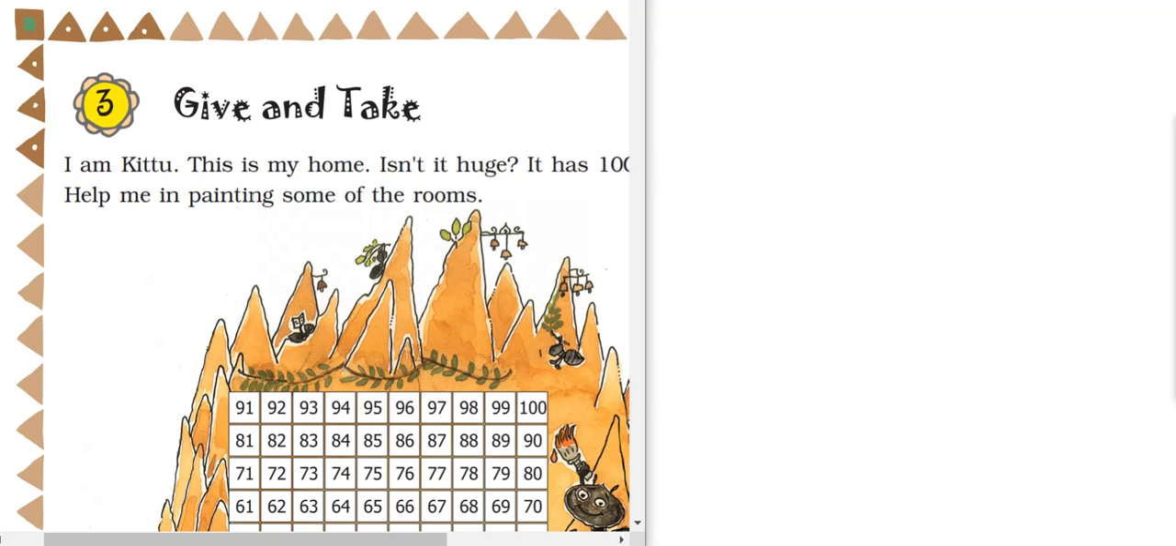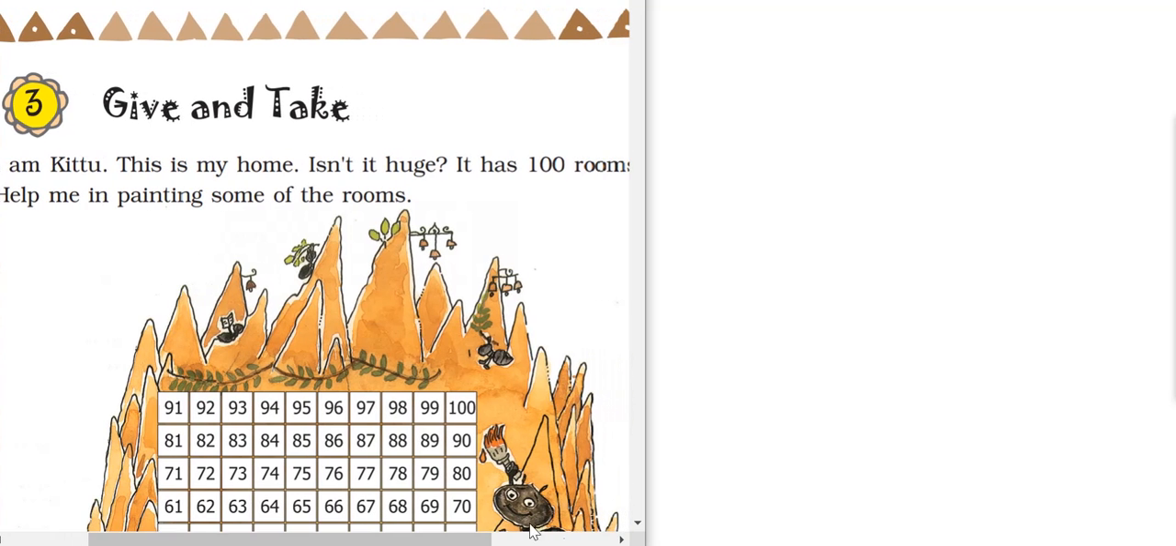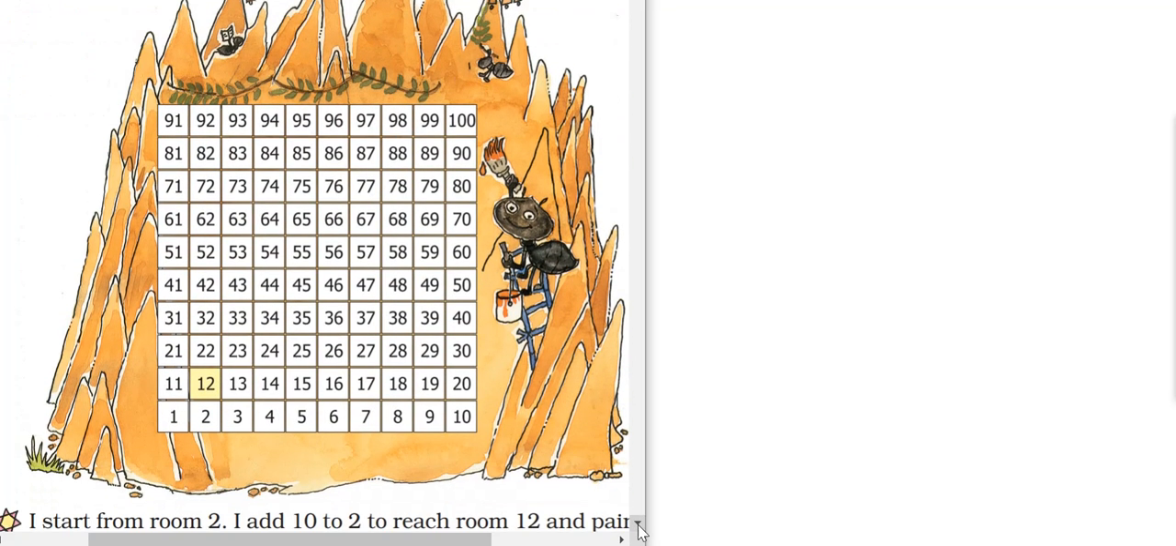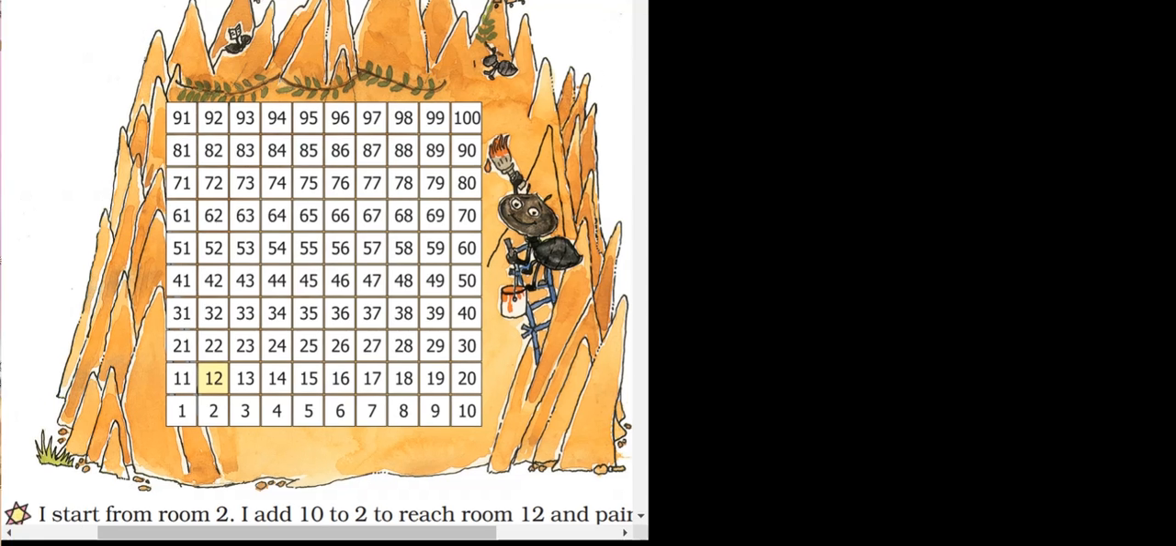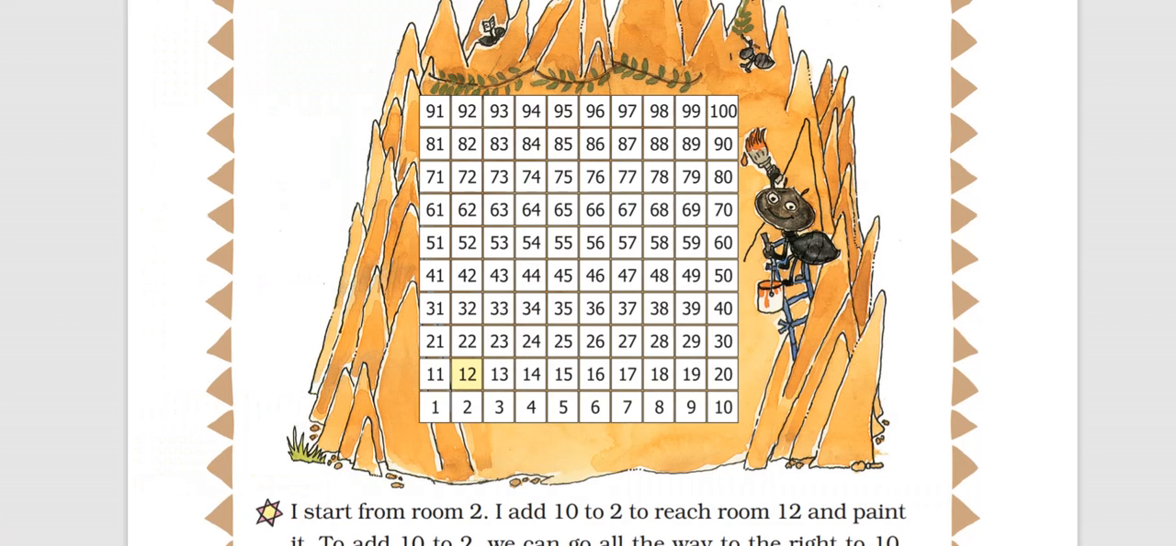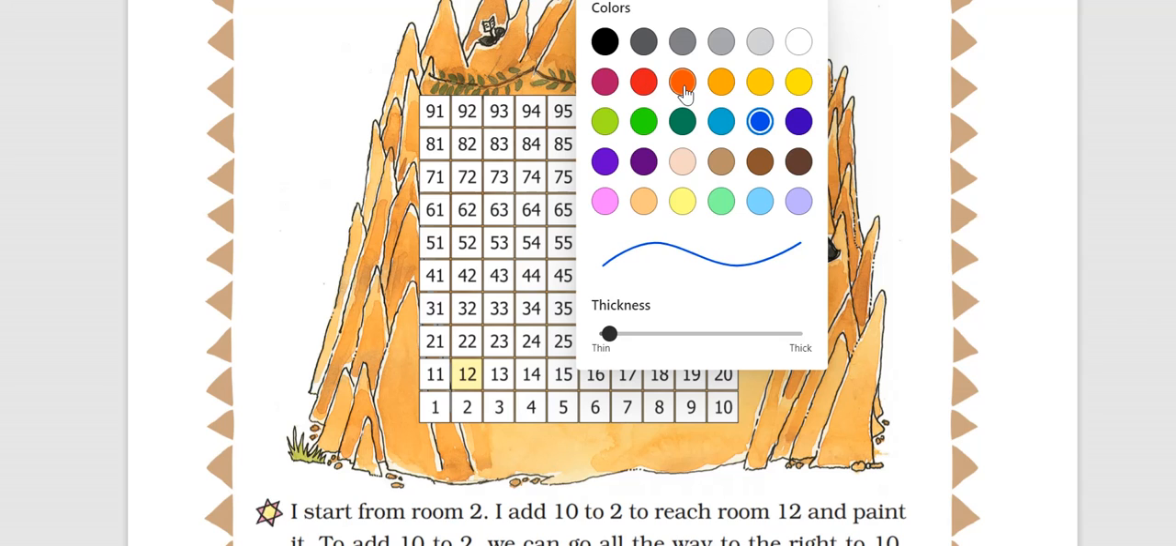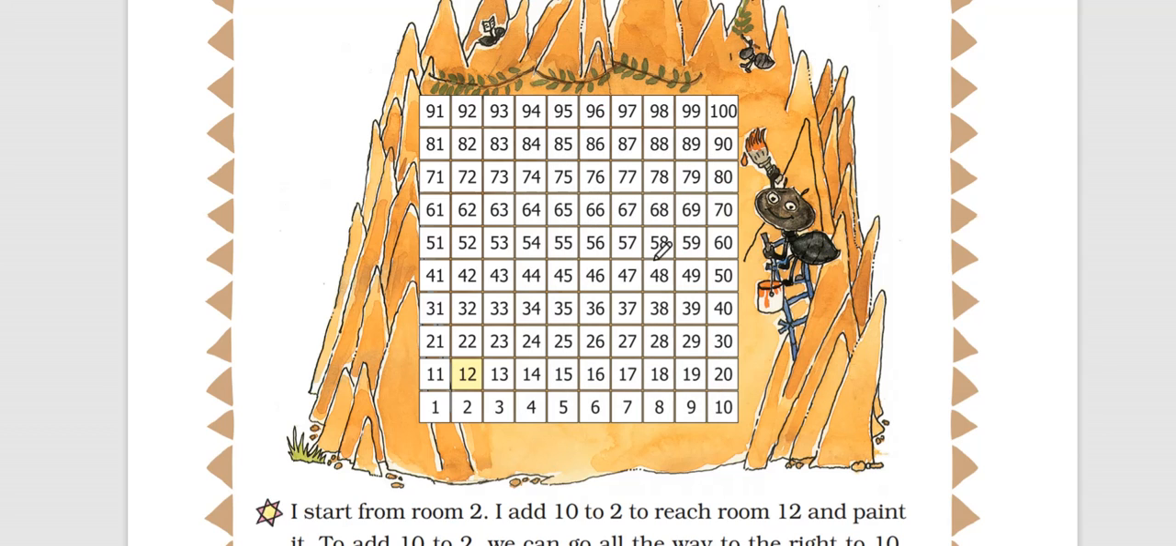Today we will look at the exercises from chapter 3, give and take, of your maths textbook. In a previous lesson, we looked at Kittu's home and how rooms are arranged within his home. We noticed that there are 100 rooms in his home, and they are arranged in a way that each row has 10 rooms and there are 10 such rows.